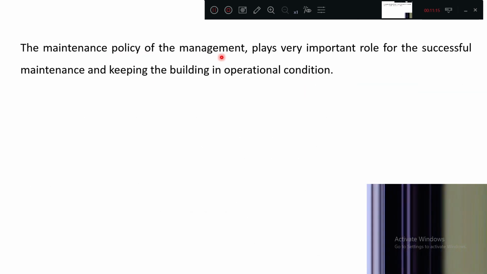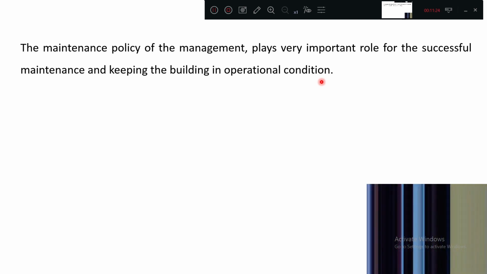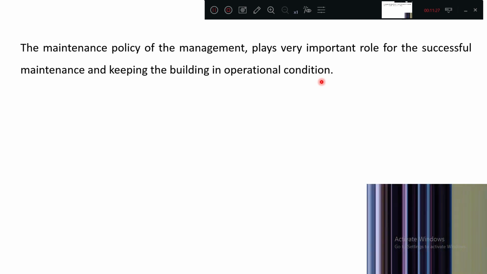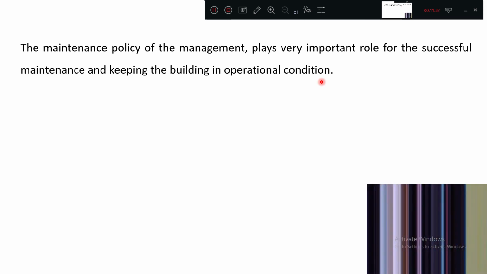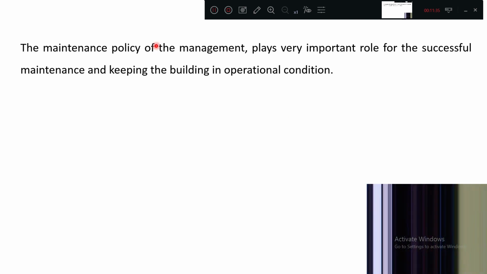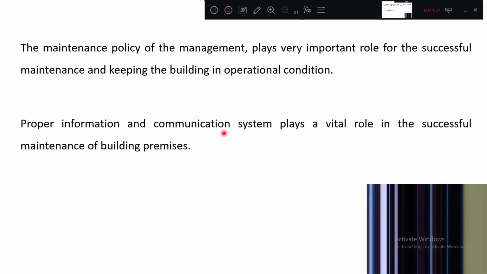The maintenance policy of management plays a very important role for successful maintenance and keeping the building in operational condition. Management is the final boss. Whatever policy it adopts, for this type of work I go for preventive, for that I will not go for preventive, only corrective measures I will take. Depending upon the management decision, the policy adopted decides the operating condition. So it's very important that management adopts a correct maintenance policy to keep the building in operation.